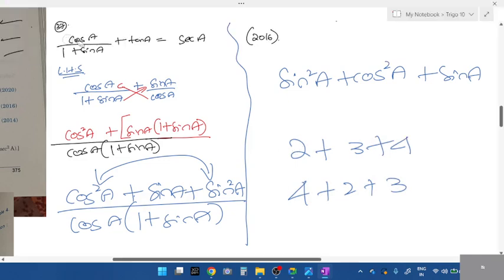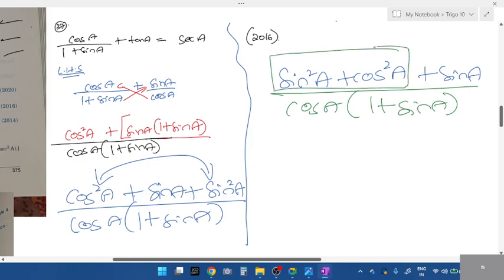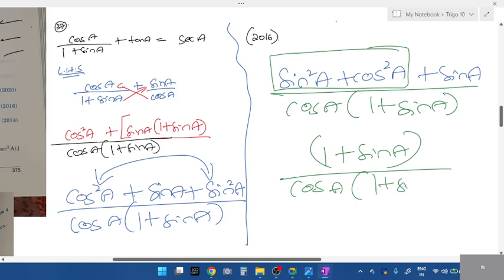Fine, you can rearrange and solve this. If minus 3 was given, and you rearrange this, you get 4 plus 2 minus 3. Along with the sign, you have to rearrange. The answer is going to be the same. When you add and subtract, the answer is going to be the same. After rearranging this denominator, you get cos A into 1 plus sin A. See, just because I kept cos A as it is, you can pair sin square A with cos square A. What is sin square A plus cos square A? 1. So 1 plus sin A divided by cos A into 1 plus sin A.